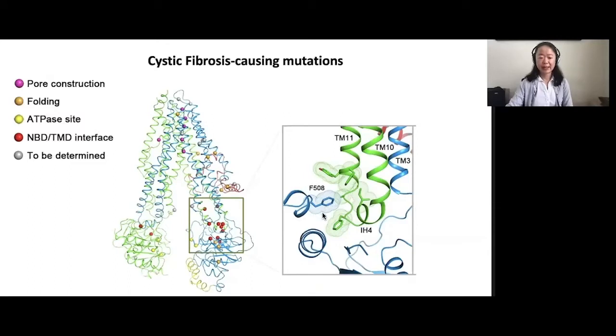F508 is located at the interface between the transmembrane domain and the NBD1. As this interaction is important to maintain the integrity of the structure, as well as transduce conformational change in the nucleotide binding domain to the transmembrane domains, deletion of F508 will weaken the interaction between transmembrane domain and the NBD, and thus cause folding and functional defects.